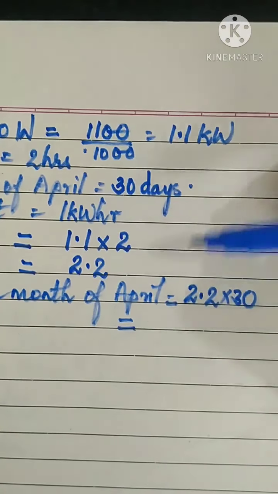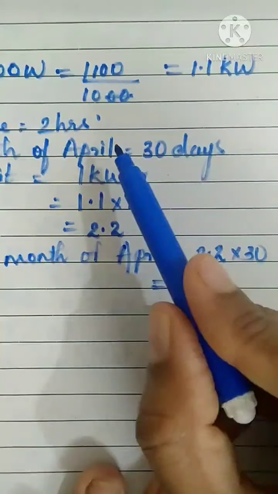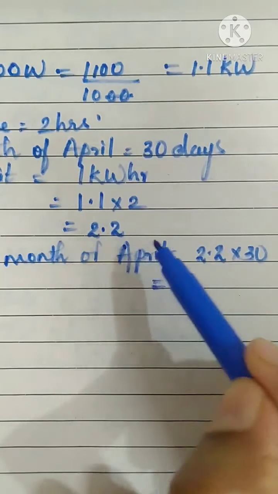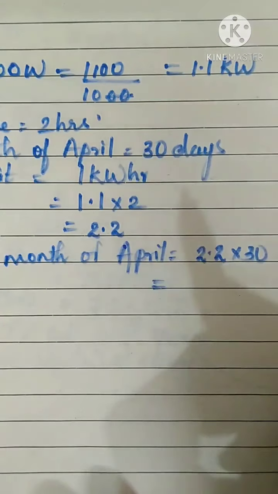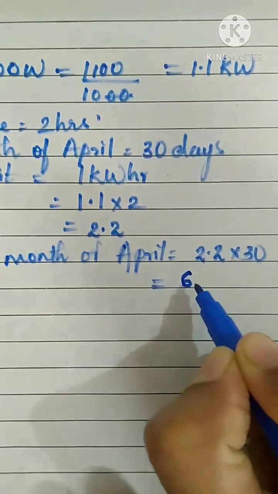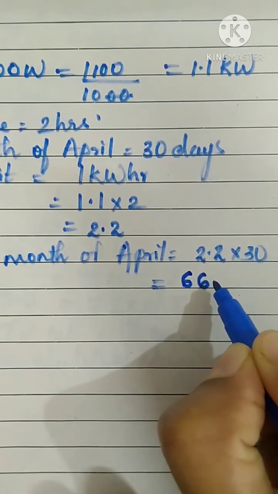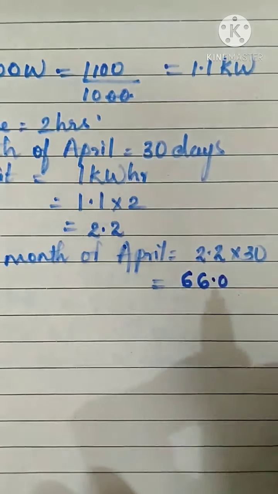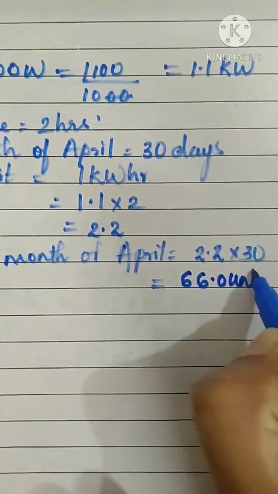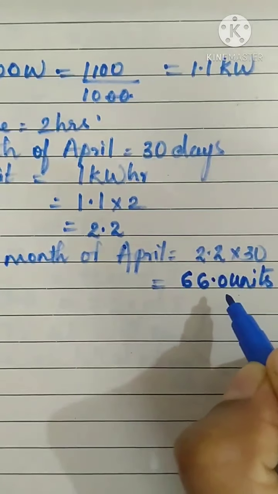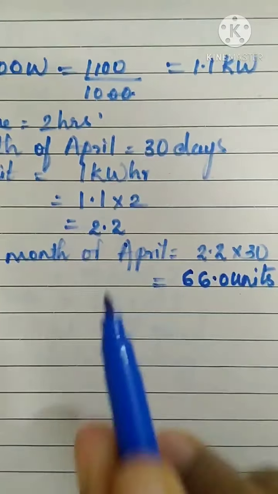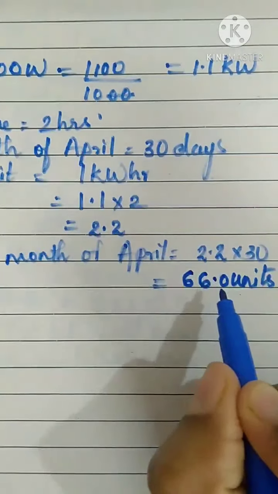This you don't forget. So 2.2 into 30, for the month of April it will be 2.2 into the number of days in April, 30. 2.2 into 30: 3 2s are 6, 3 2s are 6, 66.0 units. Okay, write units. For the month of April, units consumed only by that iron is 66.